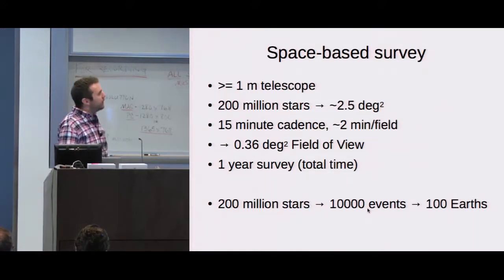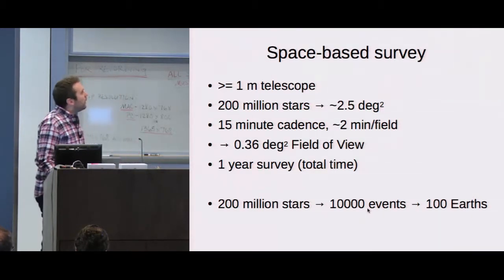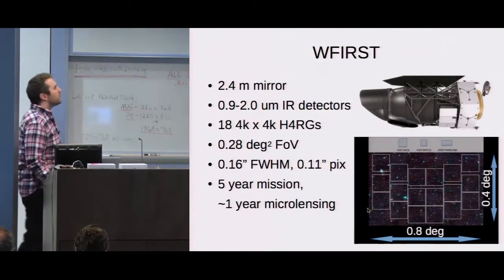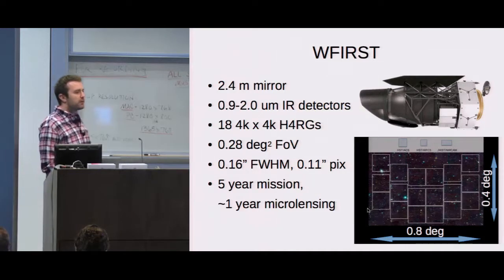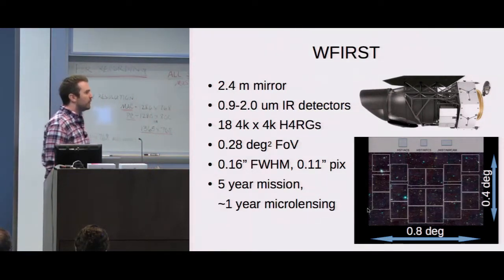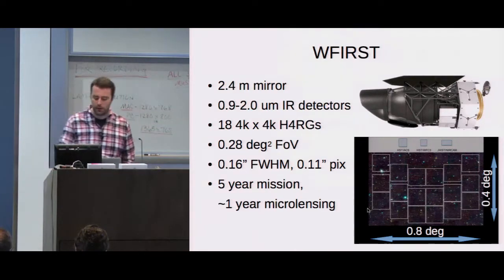And then you can achieve this in about 1 year of observations because you're monitoring the full 200 million stars. So what does WFIRST look like? It's, as Bertrand said, a 2.4 meter telescope. This isn't by design. The original designs for WFIRST were a 1 meter class telescope, but if you're given a 2 meter, why not use it?